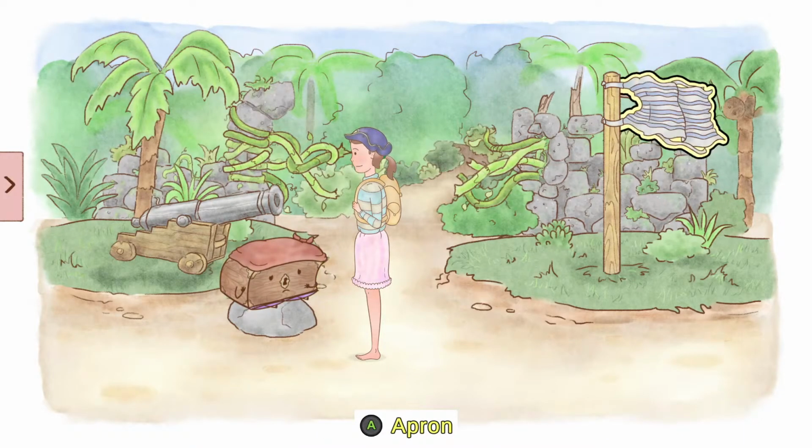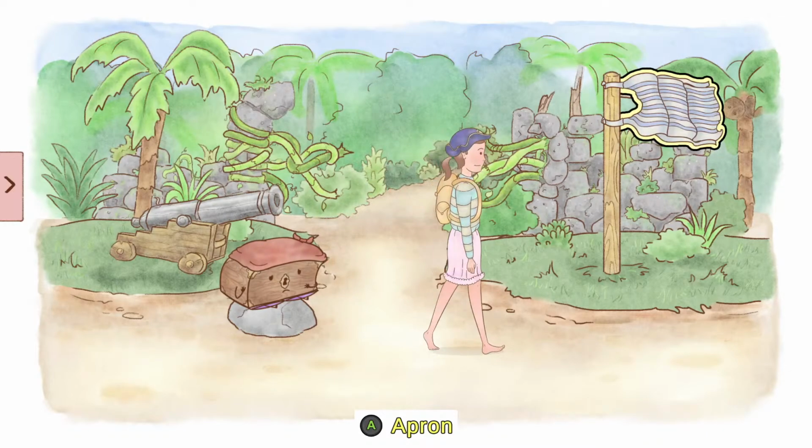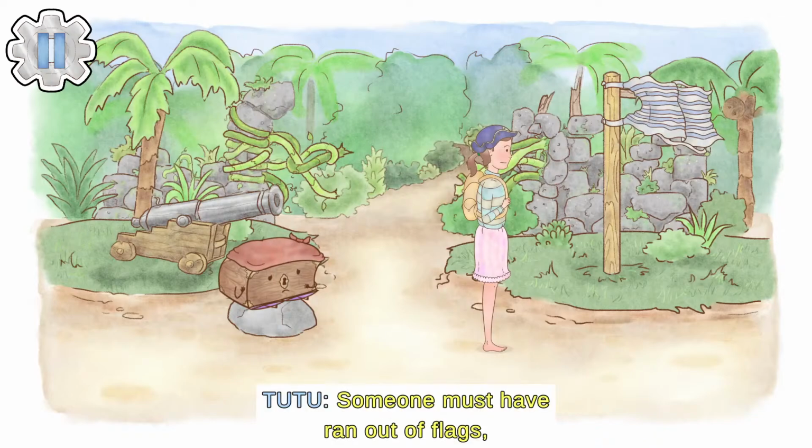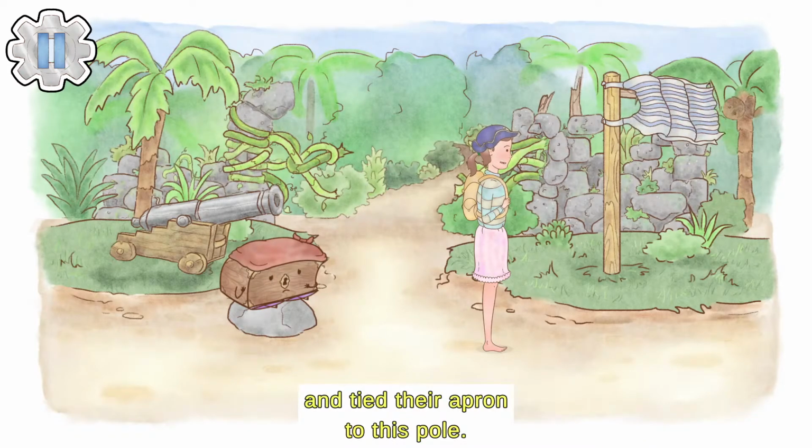Apron. Press A to select. Someone must have run out of flags and tied their apron to this pole.